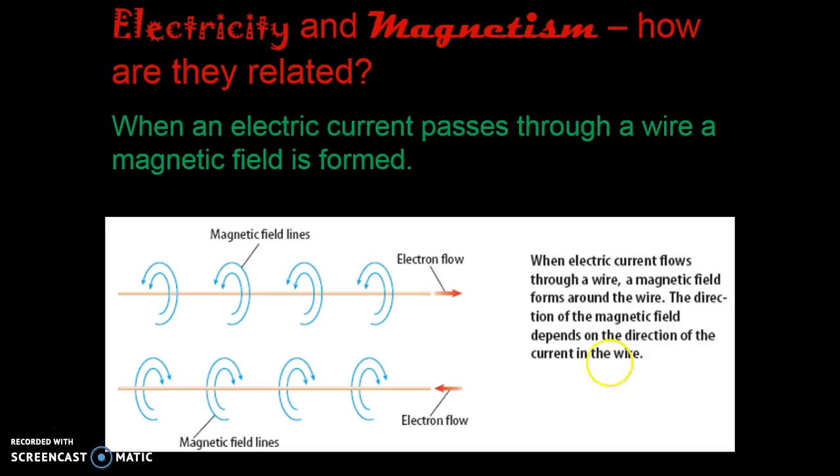So as you can see, if it's flowing in a right direction, it's going to be going counterclockwise. If it's going in a left direction, it's going clockwise. Just from this picture.